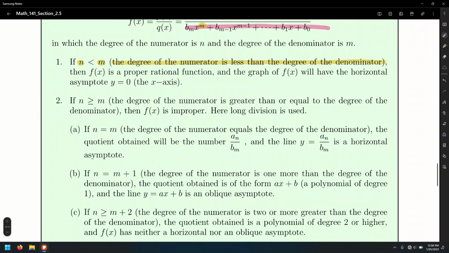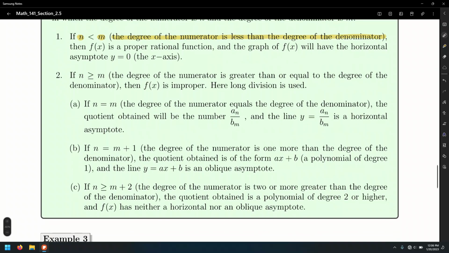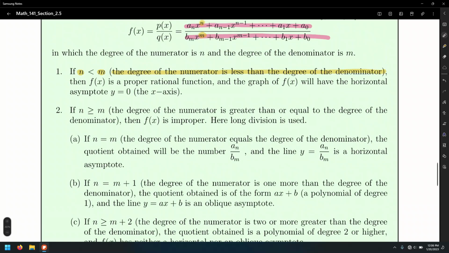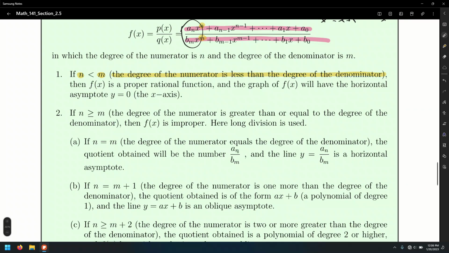Well, the second part of the guidelines here: the degree of the numerator is either greater than or equal to the degree in the denominator. Well, there's a few sub cases, if you will. Number one, case A, where the degrees are the same. In this case, all we do is look at the leading coefficients, a sub n and b sub n, and the ratio of those two numbers is the value of the horizontal asymptote.